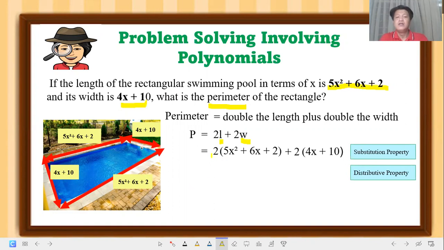So we have 2 times 5x. Multiply this, that is equal to 10x squared. Copy the literal coefficient. And we have 2 times 6x, that is equal to 12x. And 2 times 2, that is equal to 4. On the other side, we have 2 times 4x, that is 8x, and 2 times 10, that is 20.